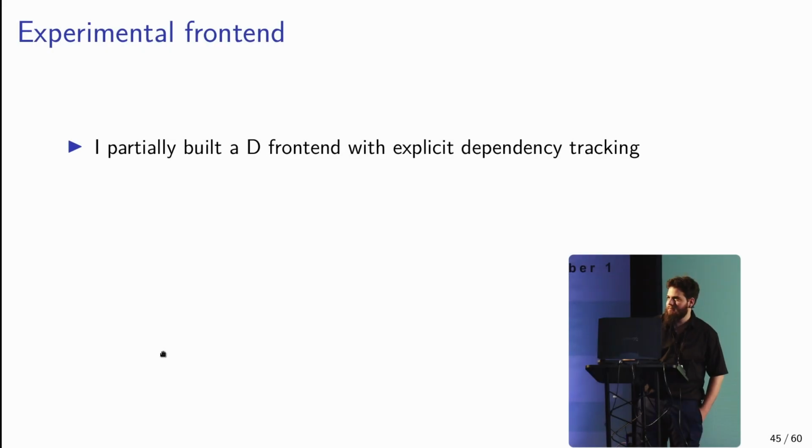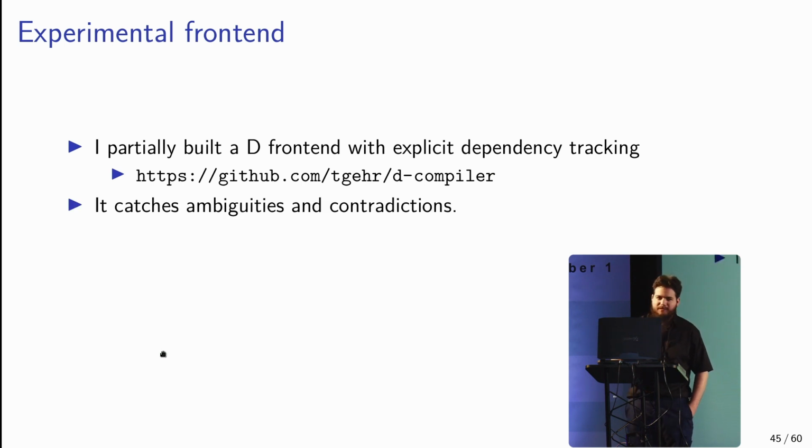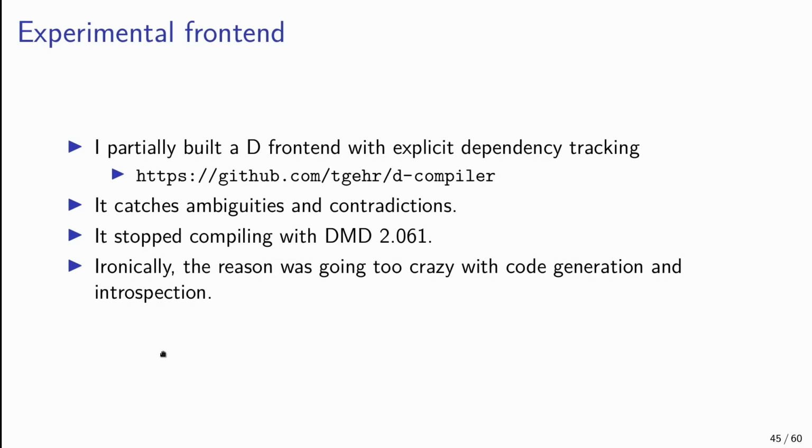And I actually wrote an experimental frontend with explicit dependency tracking to try to address this. So it catches ambiguities and contradictions. Unfortunately, it stopped compiling with DMD 2.061. Ironically, the reason was I went too crazy with code generation and introspection. So the problem I tried to fix with this caught me.